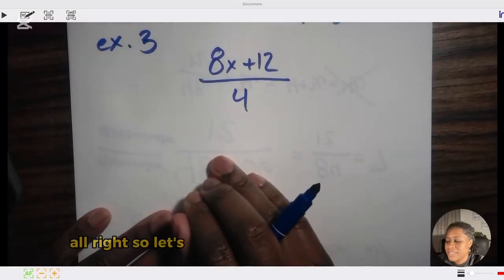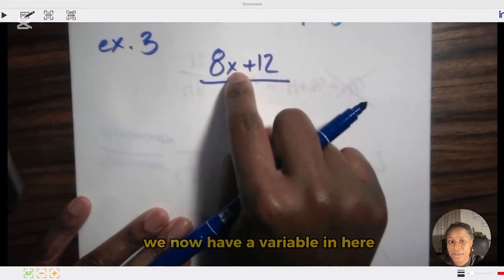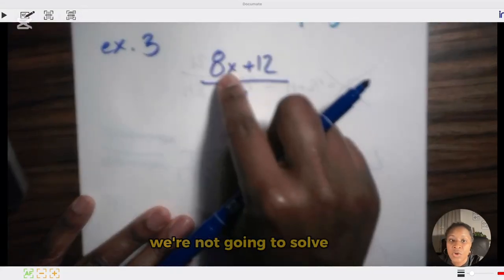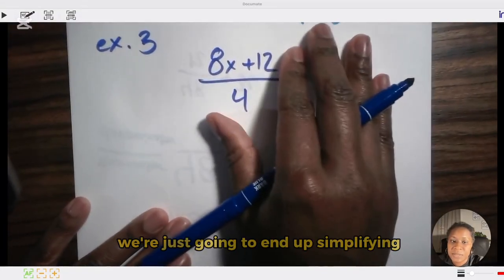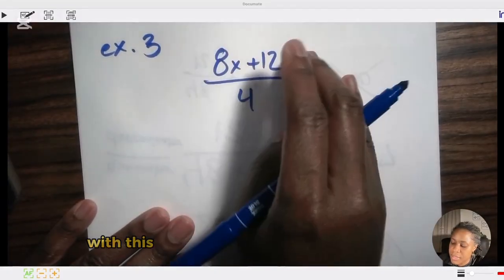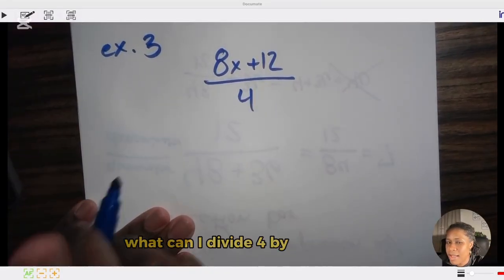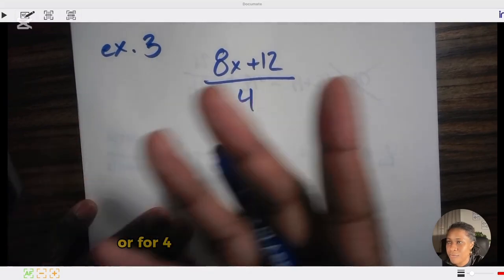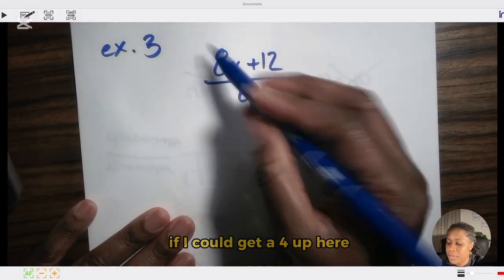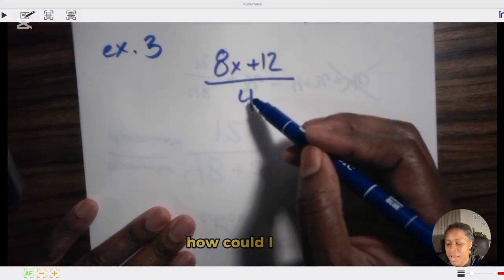All right, so let's do another example. Example number 3, we now have a variable in here. And of course, since this is not an equation, we're not going to solve for x. We're just going to end up simplifying and getting our answer in its lowest terms. With this, I know I have a 4 in the denominator. What can I divide 4 by to get rid of the 4, or for the 4 to basically cancel out? If I could get a 4 up here, that would be awesome, because it could be divided out by this 4 down here. How could I do that?